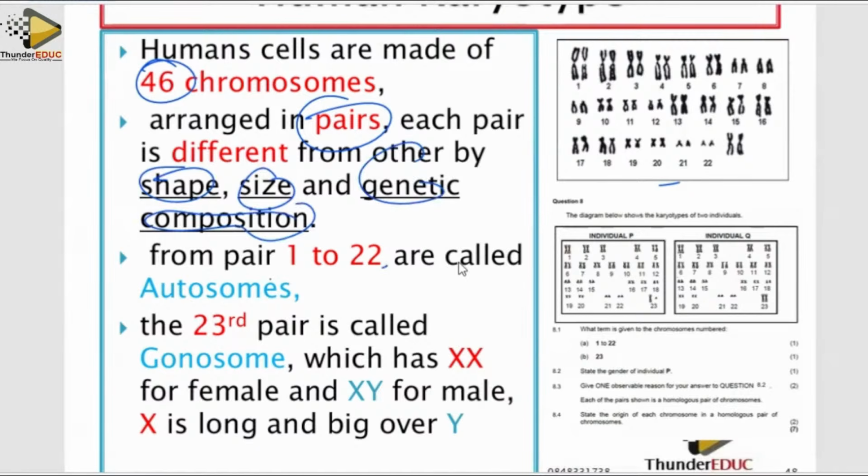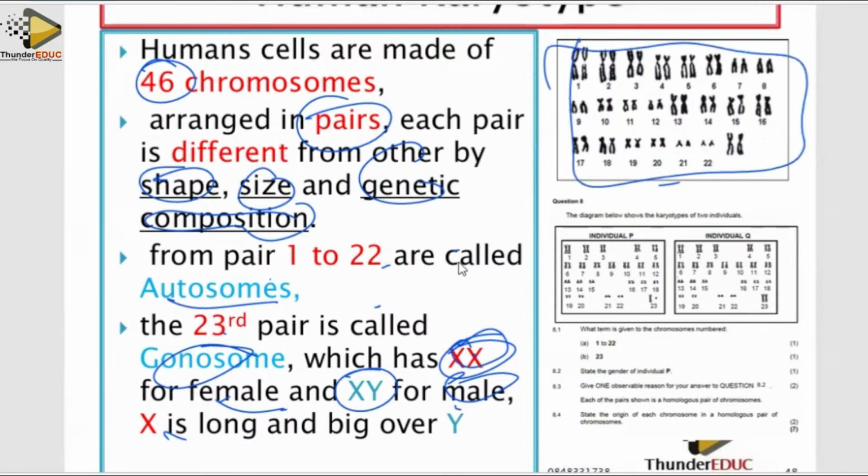From pair 1 to 22 are called autosomes. The 23rd pair is called gonosome. The gonosomes consist of X and Y, whereby X and X becomes a female, X and Y becomes a male. X is longer than Y. So basically you're describing what is inside, which type of nucleus it has. Yes.